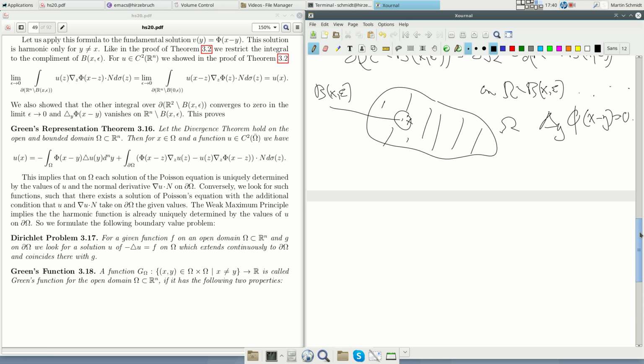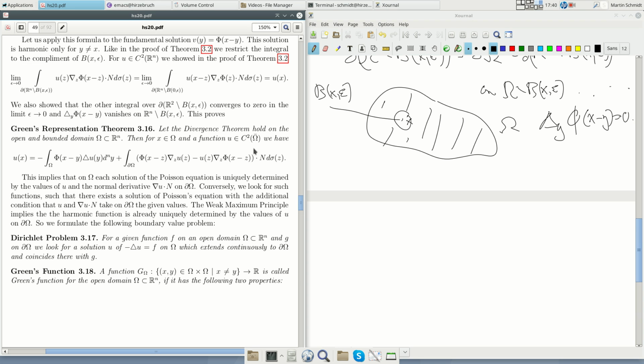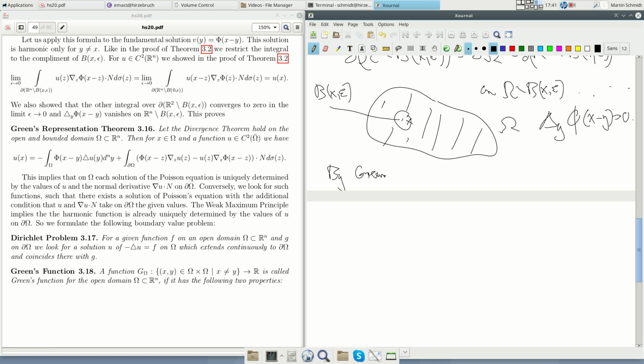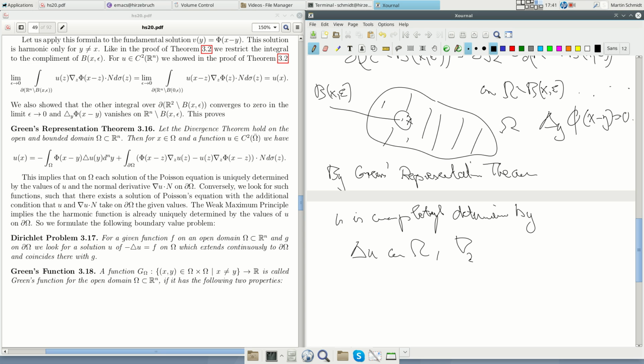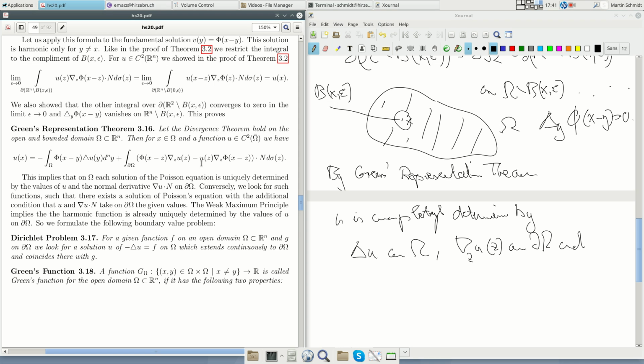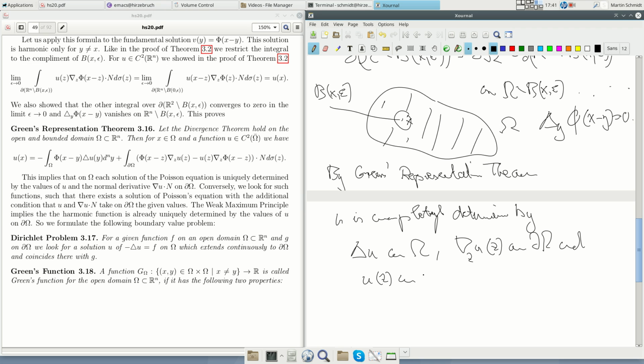Okay, now this formula helps us. This means, by Green's representation theorem, u is completely determined by, what is the data we need? We need Laplace u on omega, then we can insert this here. Then the gradient of u on the boundary, and here u on the boundary.